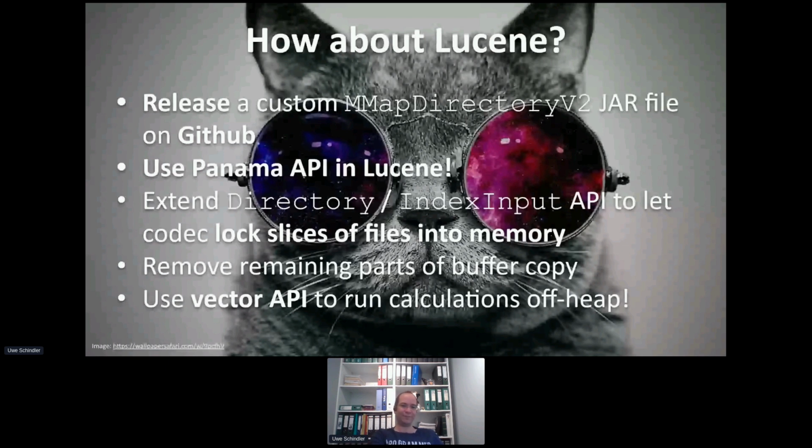And we also want to extend the whole thing a little bit more, because you learned you can also access low-level APIs in the Linux kernel. It may also be possible, for example, to lock slices of files into memory and all that stuff. And we will combine it with the vector API to do some of the vector calculations in Lucene off heap.